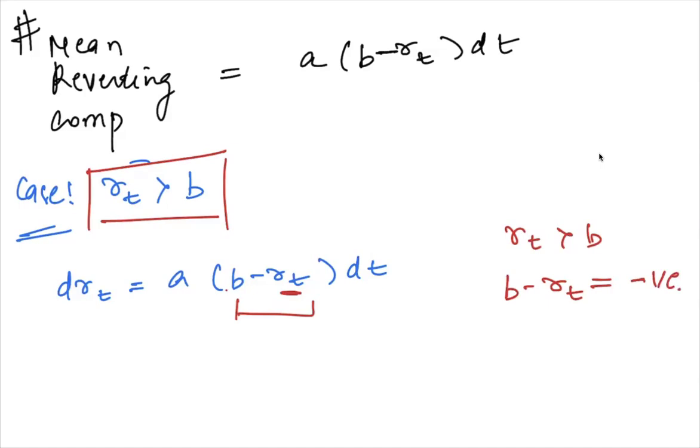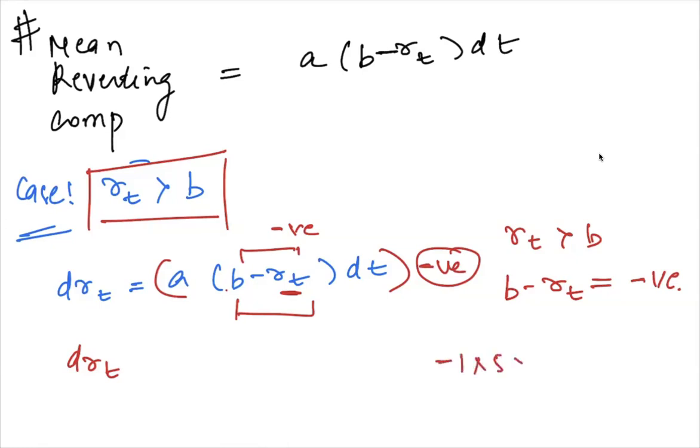So if this is negative, this whole component will be negative, right? Just imagine something like this: if we multiply -1 with positive numbers, it will still give us a negative number. Similarly, if we multiply this negative with these two positive numbers, it will still give us a negative number. So dRT will be less than 0.